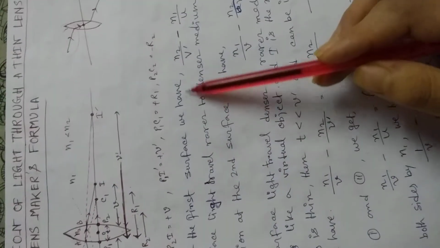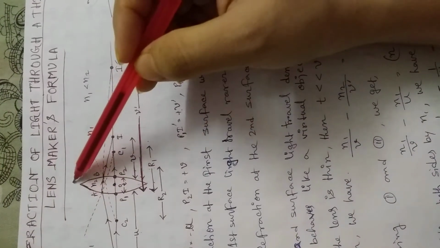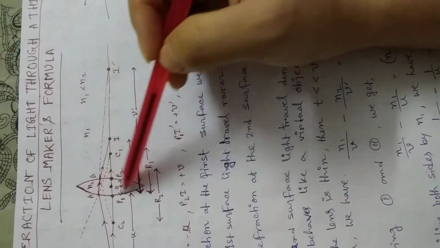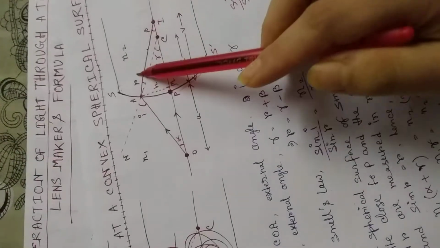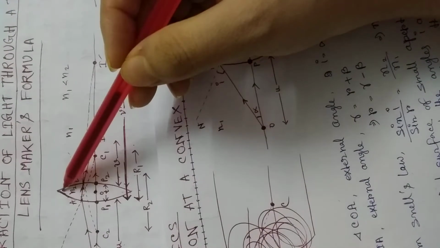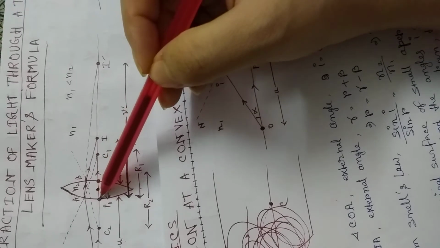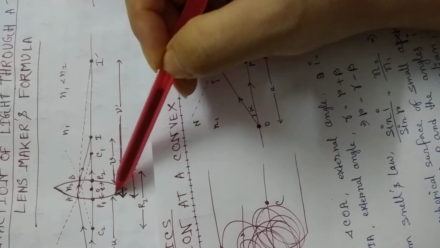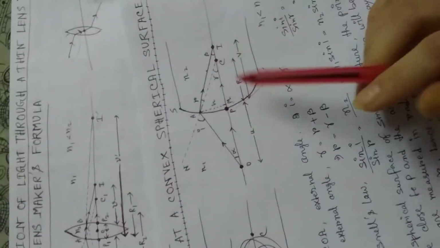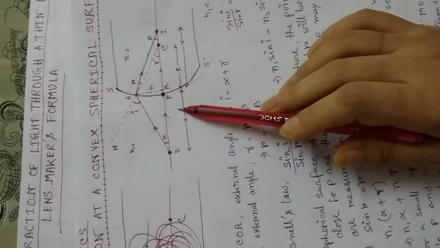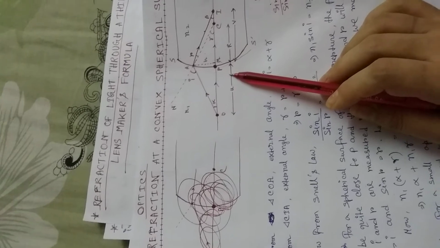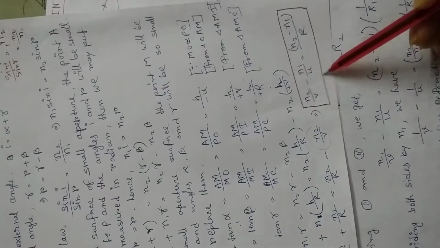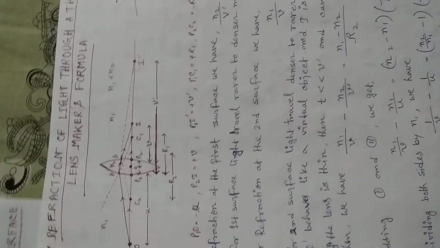Okay, so refraction at the first surface, that means from this surface. We know that this is a convex spherical surface, right? Just look here, this is a convex spherical surface. This is the pole of this convex spherical surface. This is the center of curvature of this convex spherical surface, right? We know that if any rays are refracted at a convex spherical surface, then we can write this equation, right?